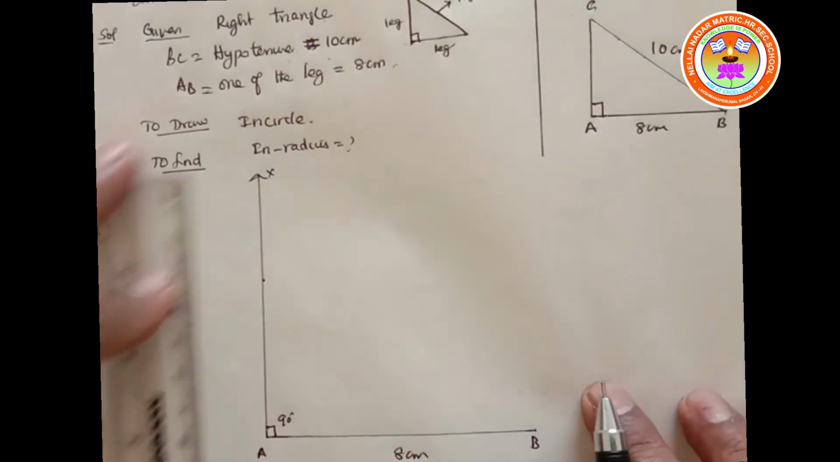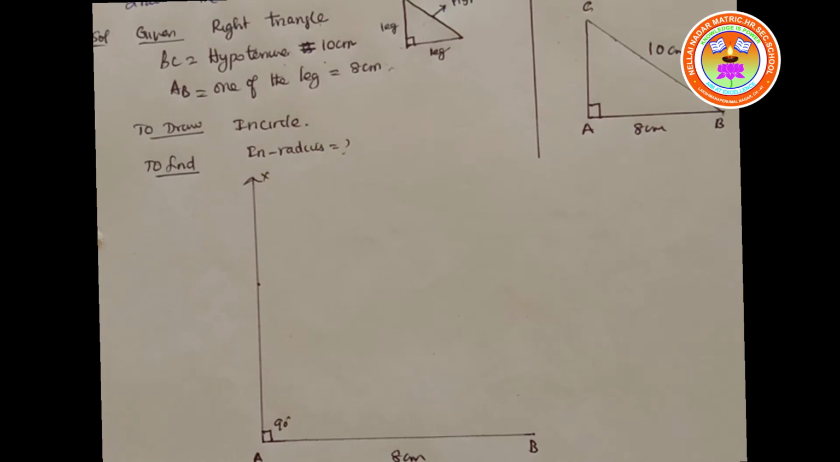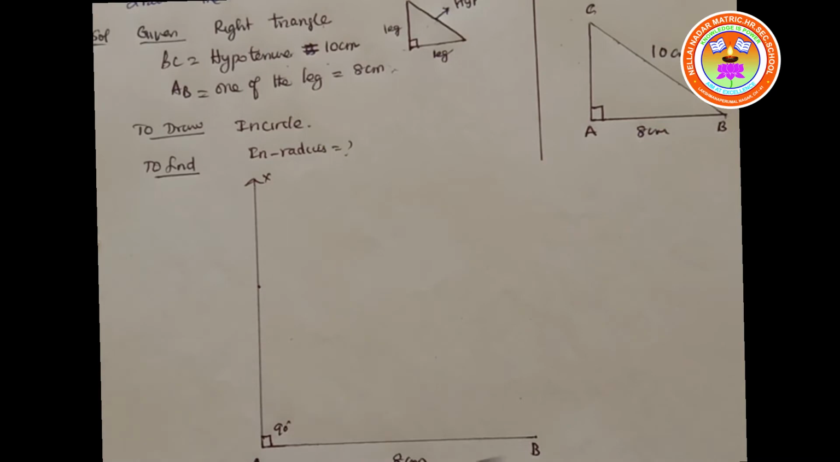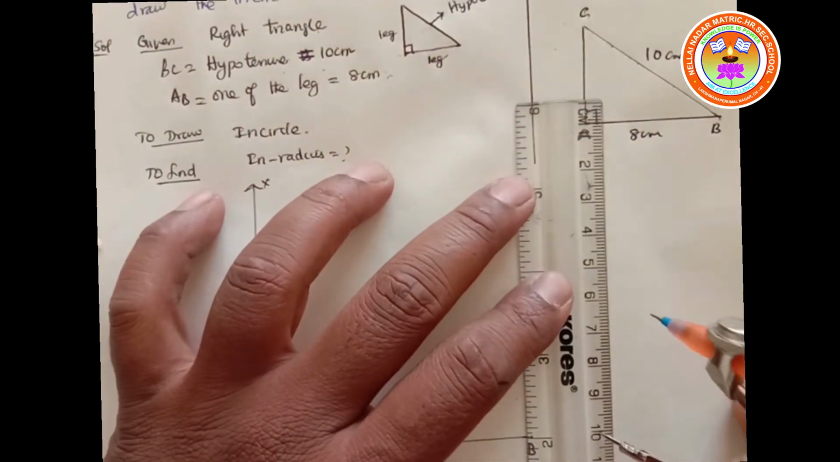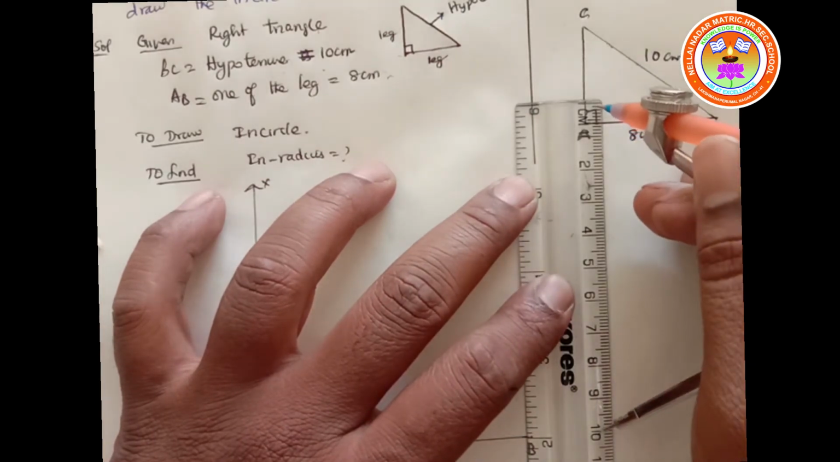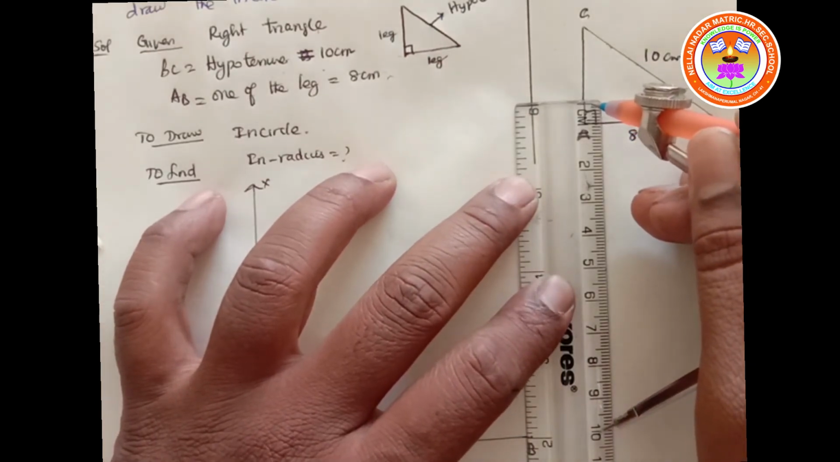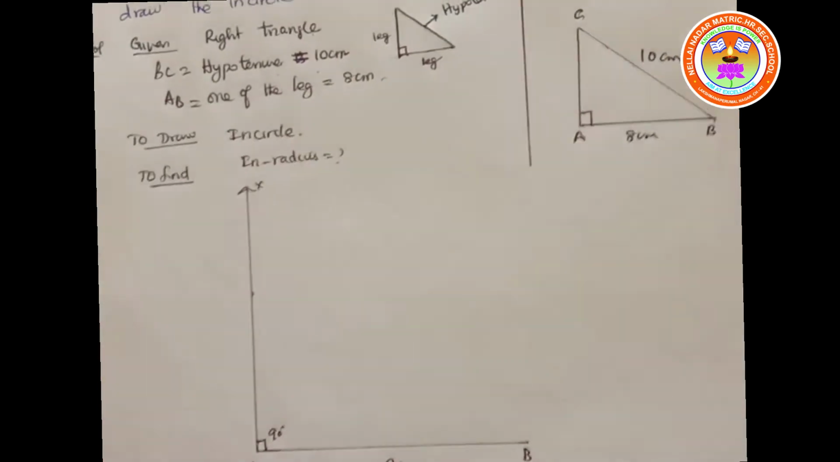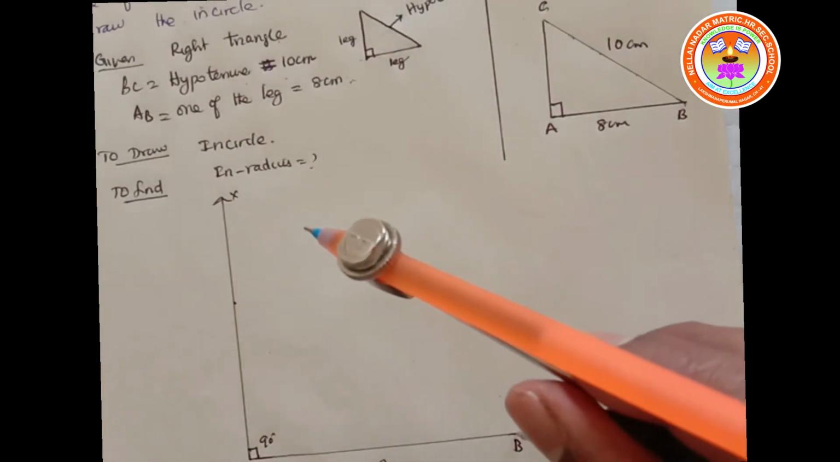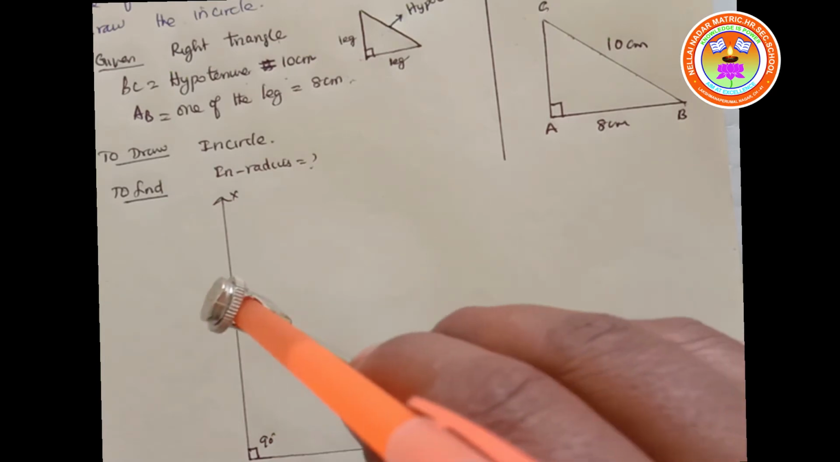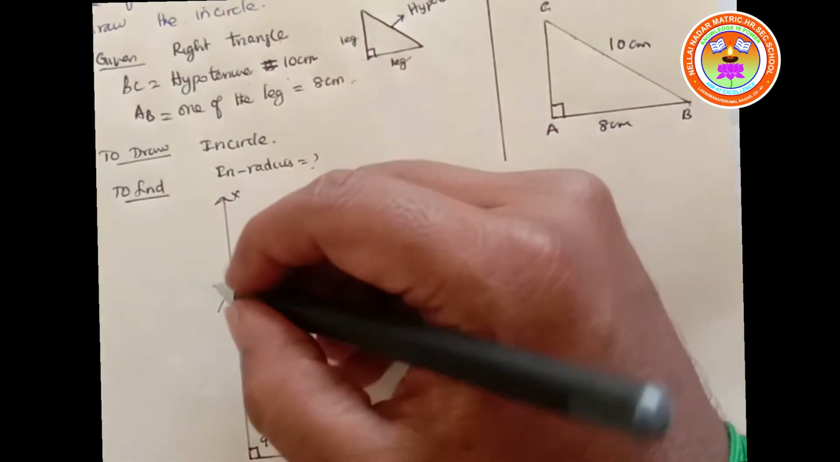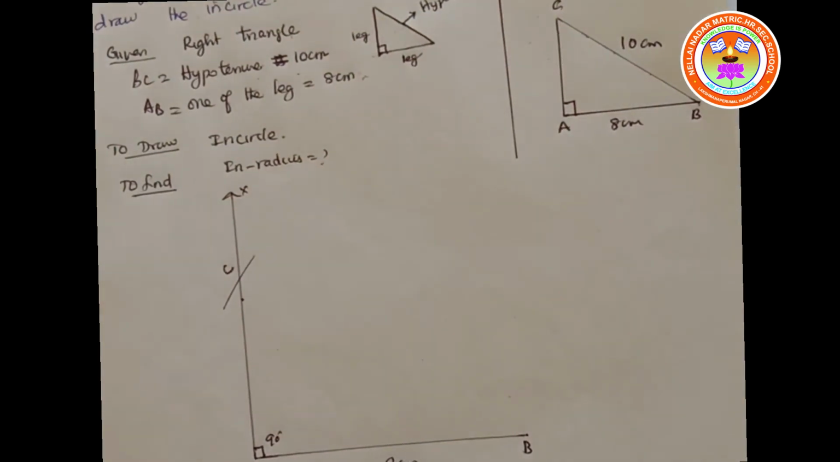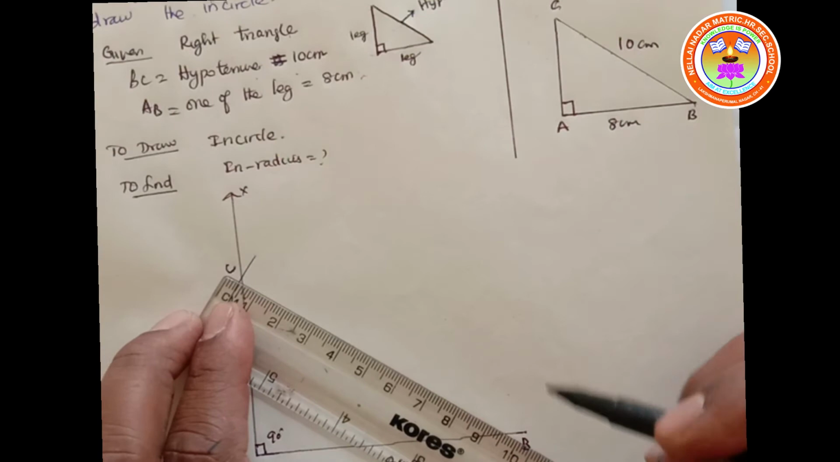Now BC is 10 centimeter. BC is what? 10 centimeter. With the help of compass, measure BC equal to 10 centimeter. Take exactly 10 centimeter. From B, you are going to cut an arc on AX. So you get a point C. Join BC.